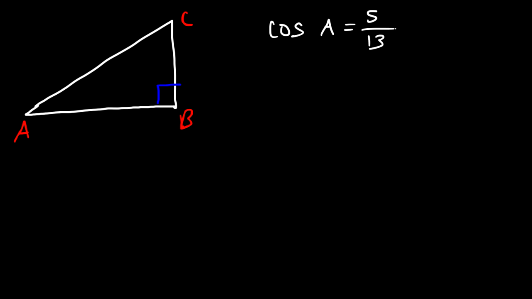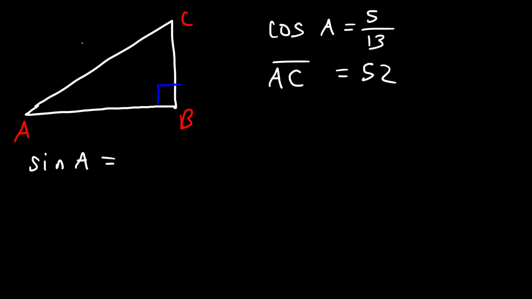Here's a problem for you. So let's say we have triangle ABC, and you're given the following information. You're told that cosine A is 5 over 13, and also segment AC is equal to 52. With this information, what is the value of sine of angle A? So go ahead and pause the video and try this problem.